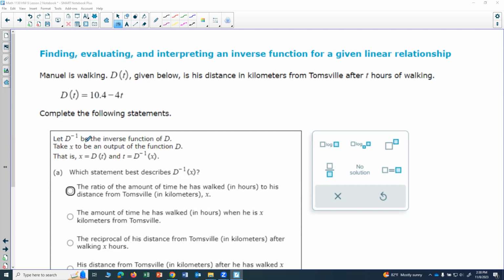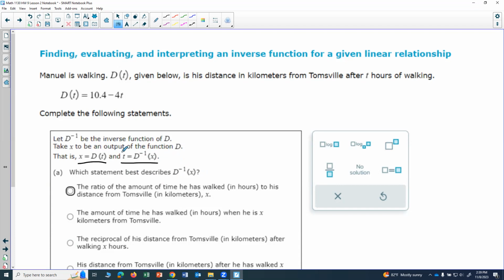Let d inverse be the inverse function of d. Take x to be an output of the function d. That is, x equals d of t, and t equals d inverse of x. Which statement best describes d inverse of x?